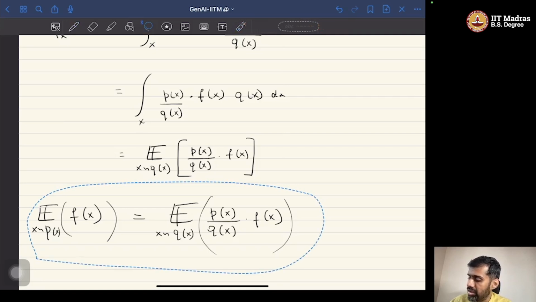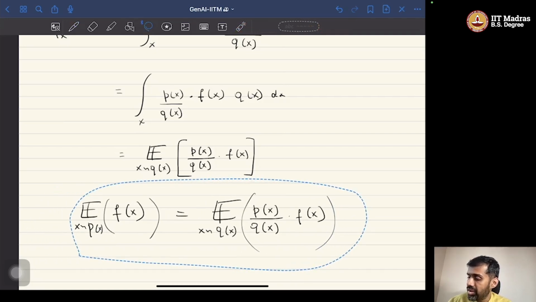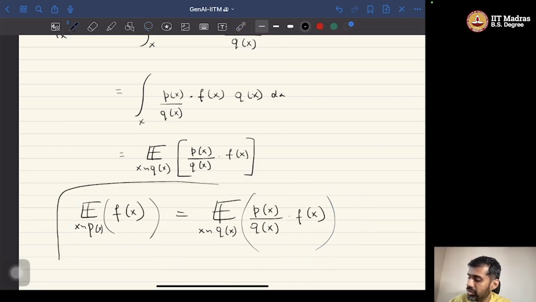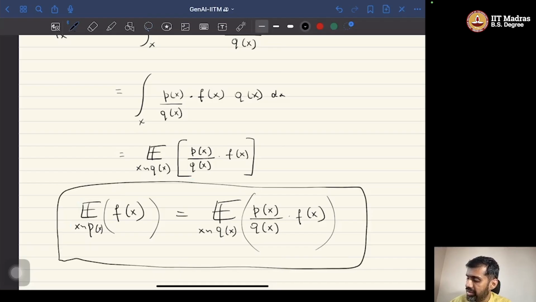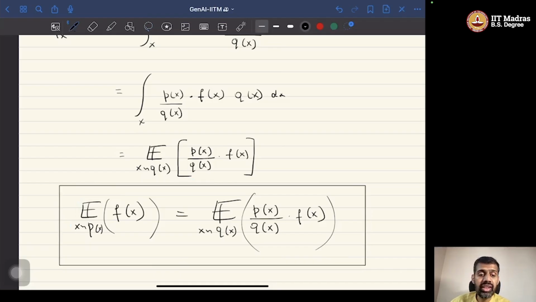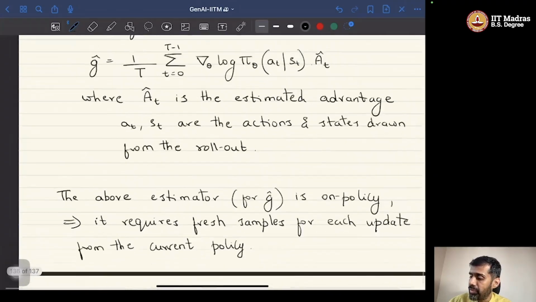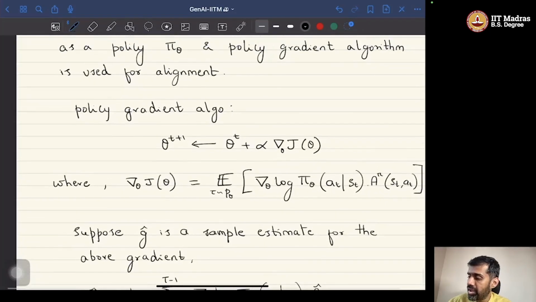This particular result is what is called importance sampling. Now probably you would guess how this would be useful in our case. Remember that what we were interested in is computing this particular expectation of a function with respect to some distribution p theta.